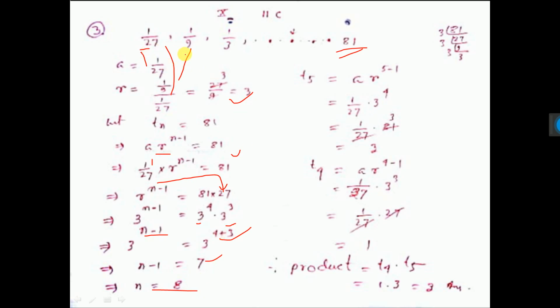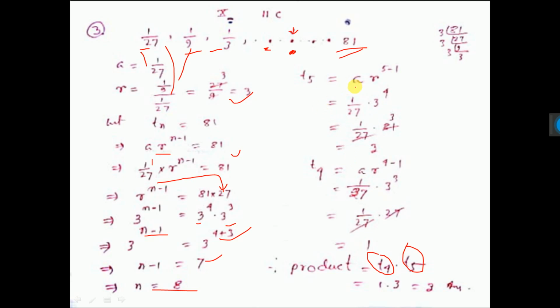So 1, 2, 3, 4, 5, 6, 7, 8. Total 8 I have marked. So the fourth term from the beginning, that is 1, 2, 3, 4, is T4. And the fourth term from the end, 1, 2, 3, 4, this one, see the arrow I have given. So count from the beginning, 1, 2, 3, 4, 5. This is the fifth term. The fourth term from the end is the fifth term from the beginning. So that is T5.